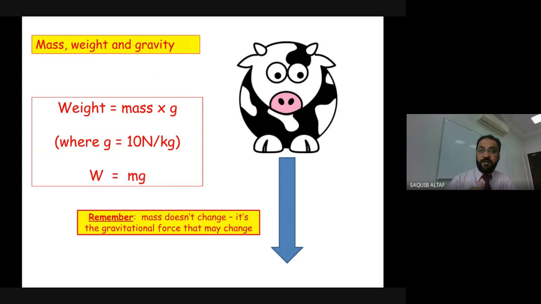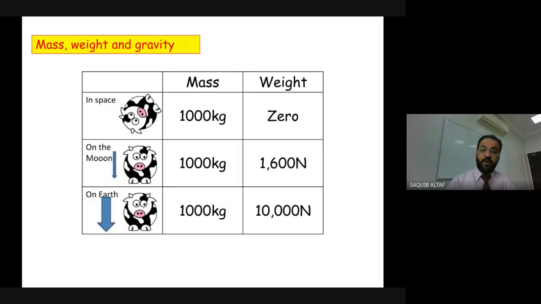But at the same time, if you measure its weight in one part of the world or another, or from one planet to another planet, mass is the same, but weight will change. Why? Because the weight depends upon the gravity also. So gravity of the earth is 10, so of course weight is 10 times 1000. But if you go to the moon, gravity will change because gravity of the moon is only 1.6. So that's why weight will change.